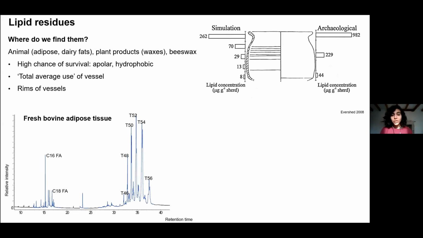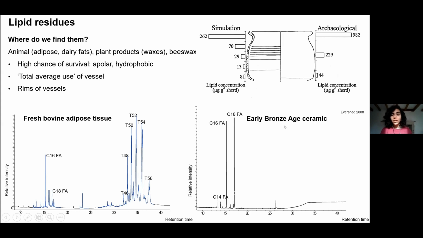But lipids also degrade and change. So this, for example, is a chromatogram of a fresh bovine adipose tissue. If you just look at this in comparison, this is an early Bronze Age ceramic. You have a complete loss of these complex molecules, and you're left with fatty acids. FA stands for fatty acids. So you have a change in the distribution of fatty acids, and you have diagenetic alteration. These factors are quite important to consider when you're interpreting your data.